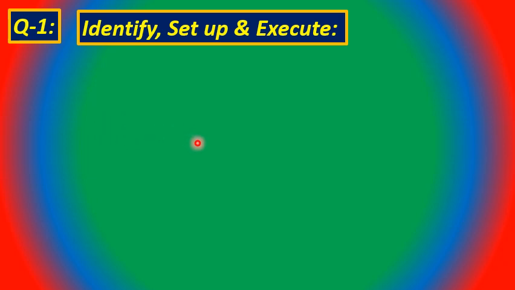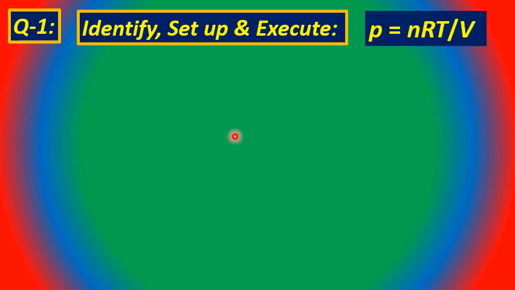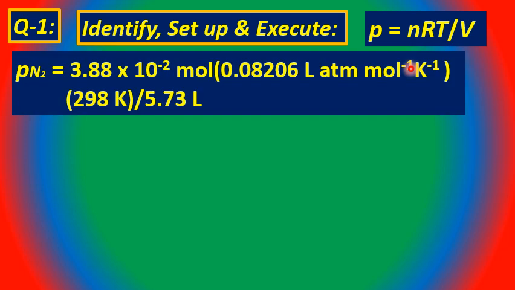Moving on now to question number 1, we are asked to find the total pressure of the mixture of three gases in a flask of fixed volume and temperature. So we just use the ideal gas law equation, P equals nRT over V. The first gas is nitrogen gas. Its number of moles is 3.88 times 10 to the negative 2 moles.